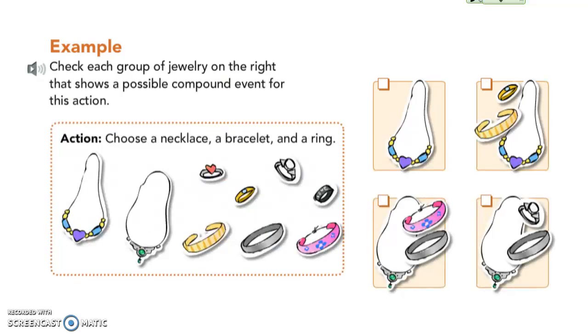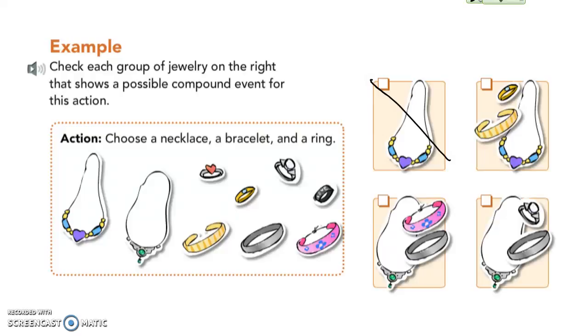Okay, so let's look here. Check each group of jewelry on the right that shows a possible compound event for this action. So we want to make sure that we have both options available to us in the compound event that we're choosing. So we're choosing a necklace, a bracelet, and a ring. Which of these options, just look at them, which of these options would be possible compound events? Well, I need one bracelet, one ring, and one necklace, correct? Yes.